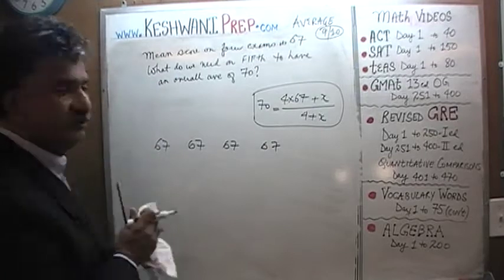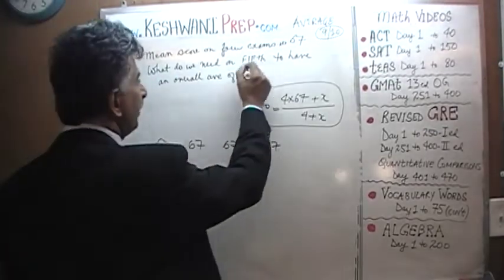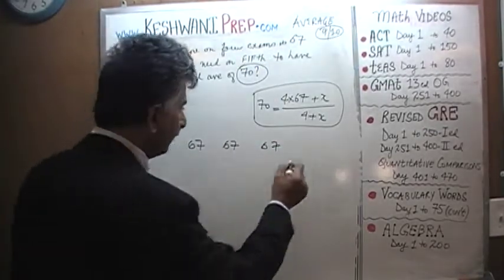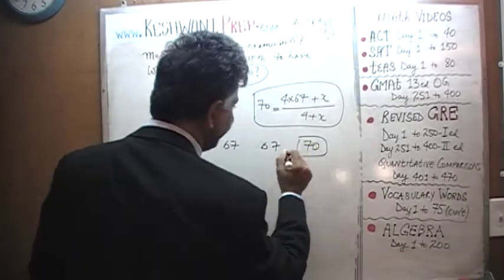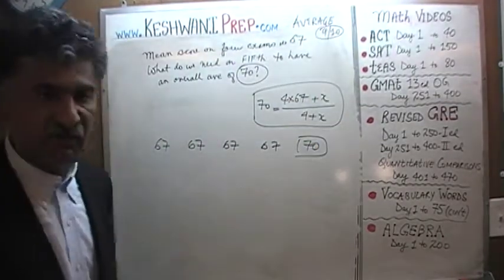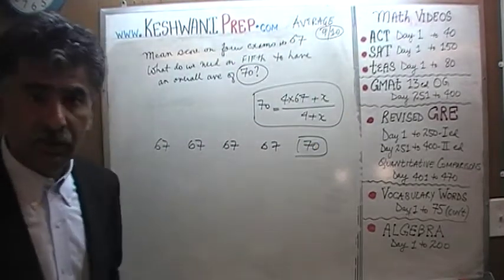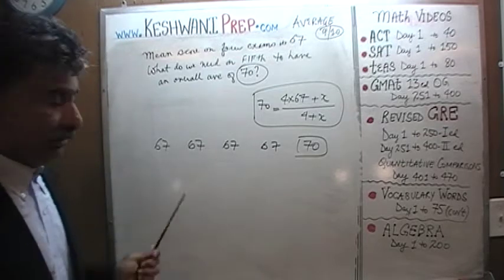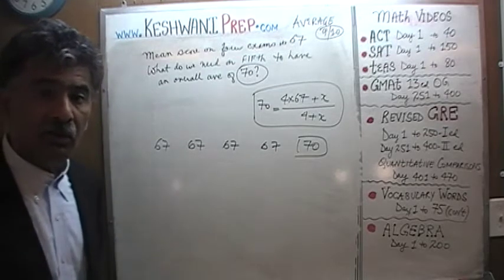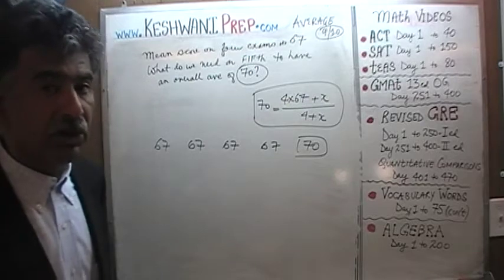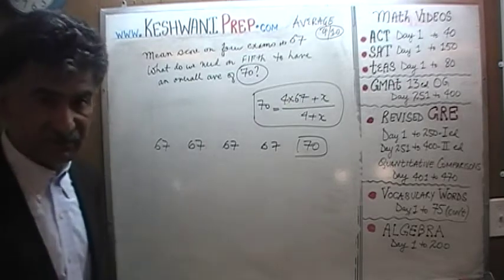Then they tell us that we are going to take the 5th exam and we want the overall score to be 70. Let's pretend that the 5th exam is 70. But that's not enough. Now you have to go back and ask yourself whether we have a deficiency or surplus on each of the four previous exams.